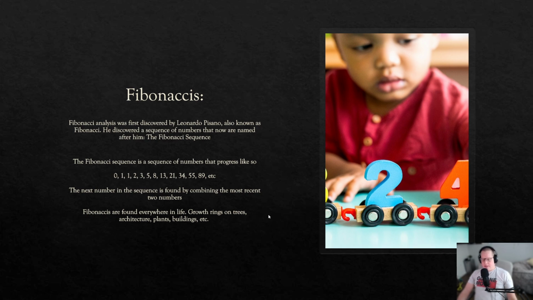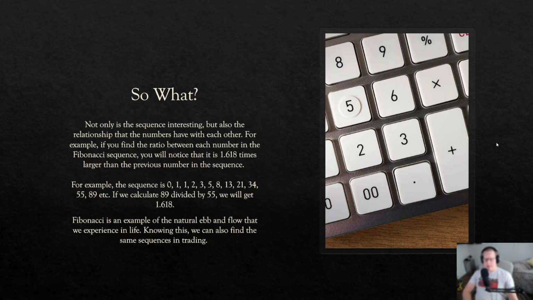Fibonacci's are found everywhere in life. Growth rings on trees, architecture, for example, like the peak of a building, buildings themselves, and plants. Pretty interesting. So how does this affect trading?